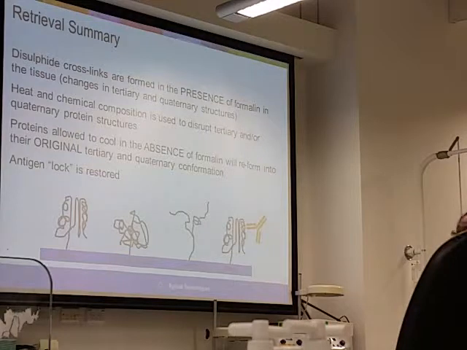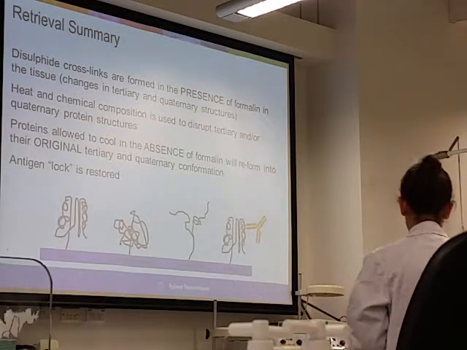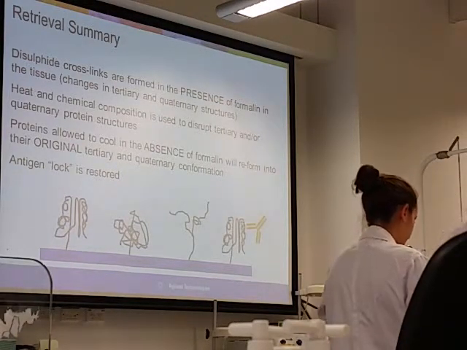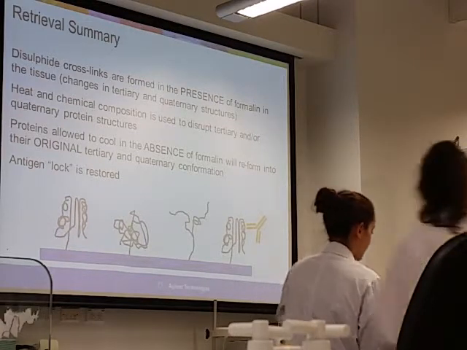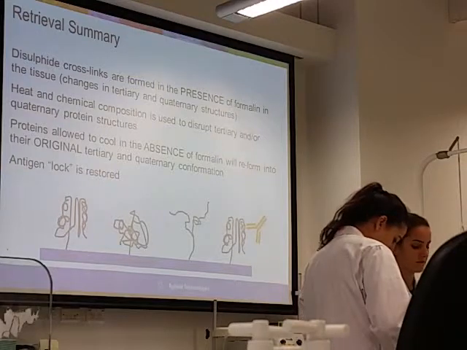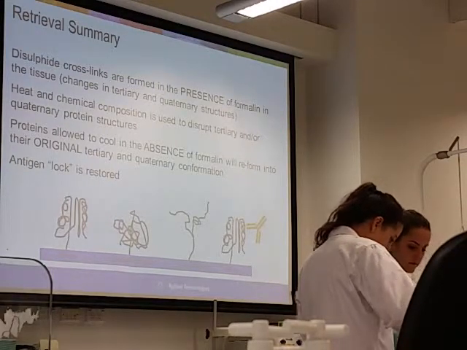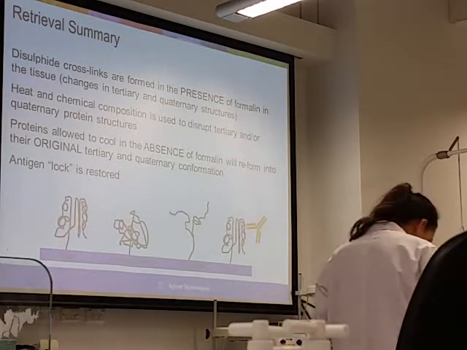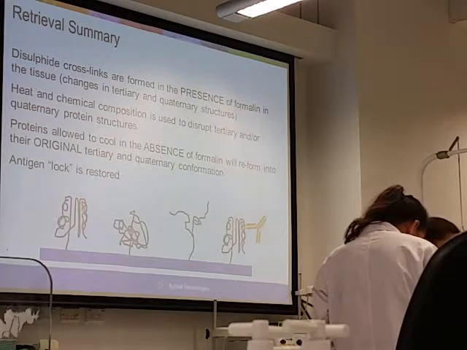Now this is the last slide, so you just have to be aware of my awesome MS Paint skills. This is probably the most critical one. The key message here is that these disulfide bonds are formed in the presence of formalin, and that changes the tertiary and quaternary structure.